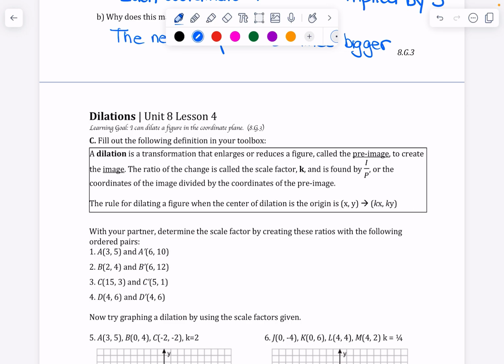So it says a dilation is a transformation that enlarges or reduces a figure, so it makes it bigger or smaller. The pre-image is the before. That's what you start with, and the image is the after. And then the scale factor, they use the variable k, and that's the number that it's getting bigger or smaller by. So on the previous example, the scale factor was 3 because it got 3 times bigger. To find the scale factor, you take the image and divide it by the pre-image. I like to think of it as doing new divided by old.